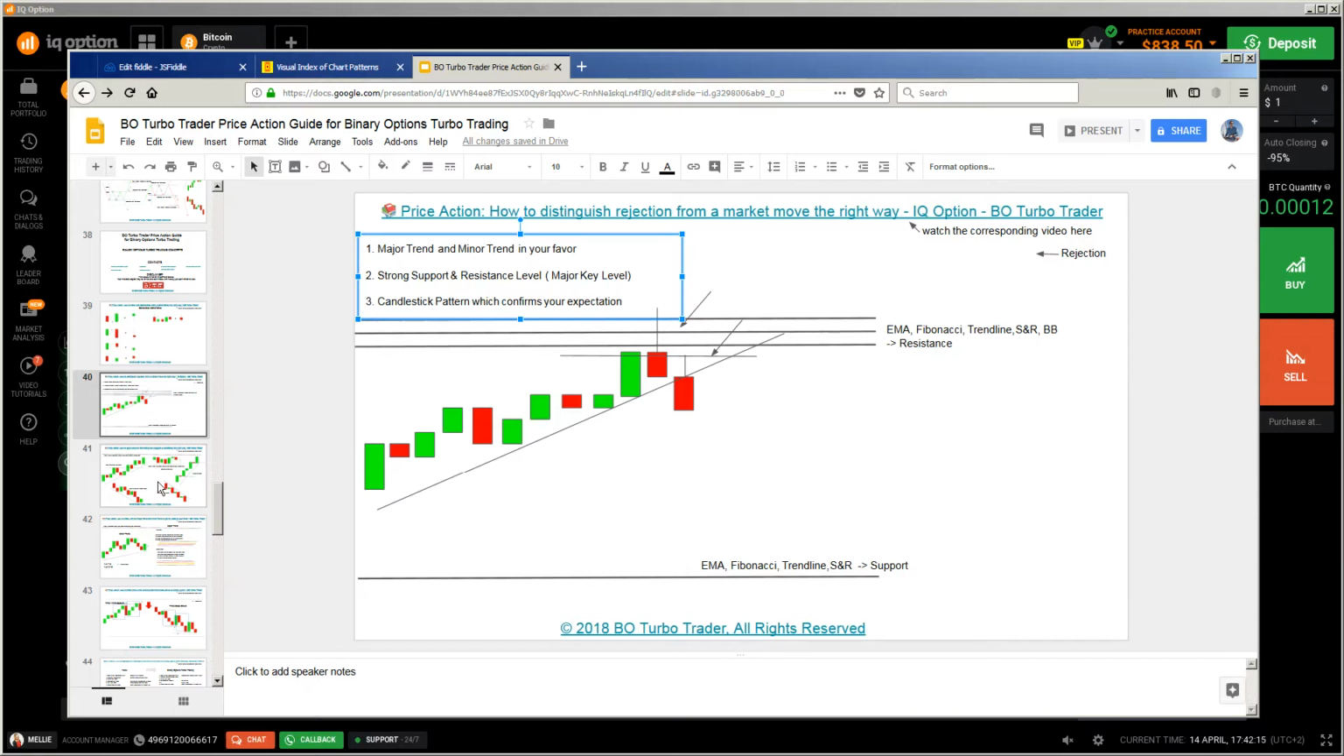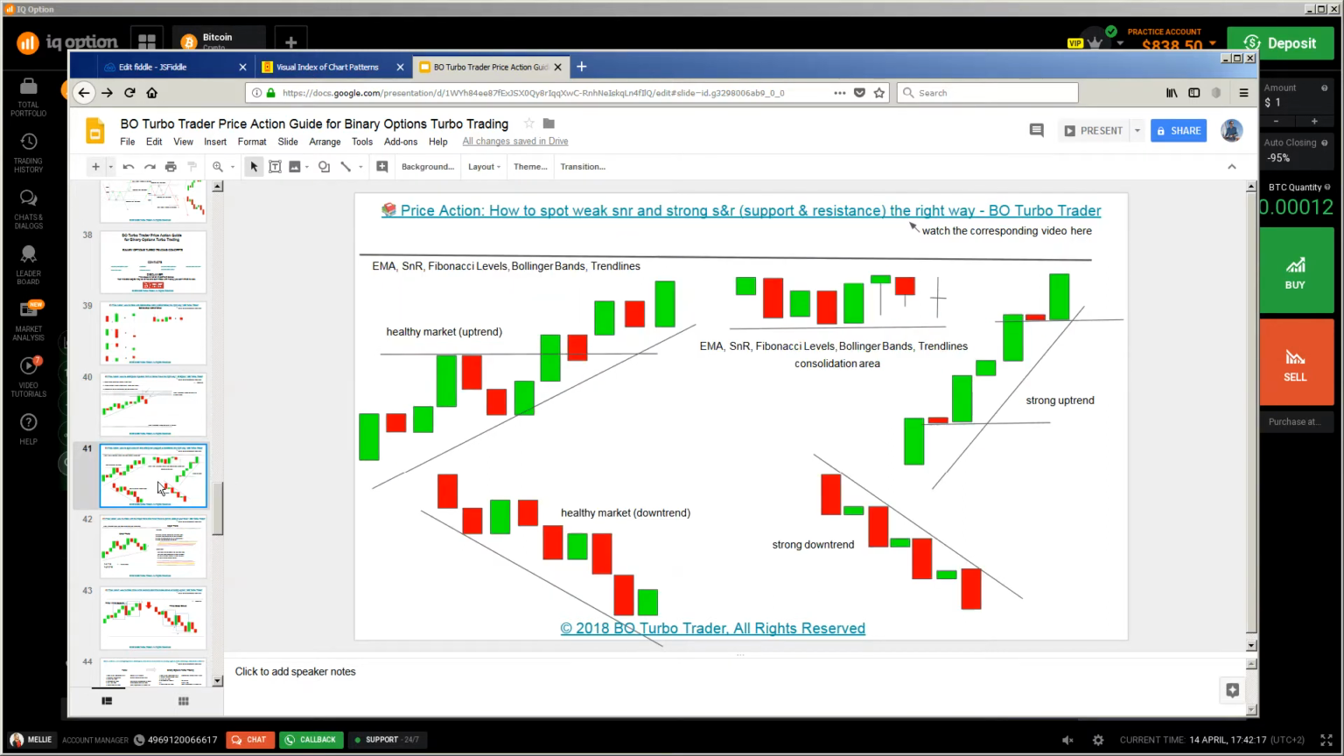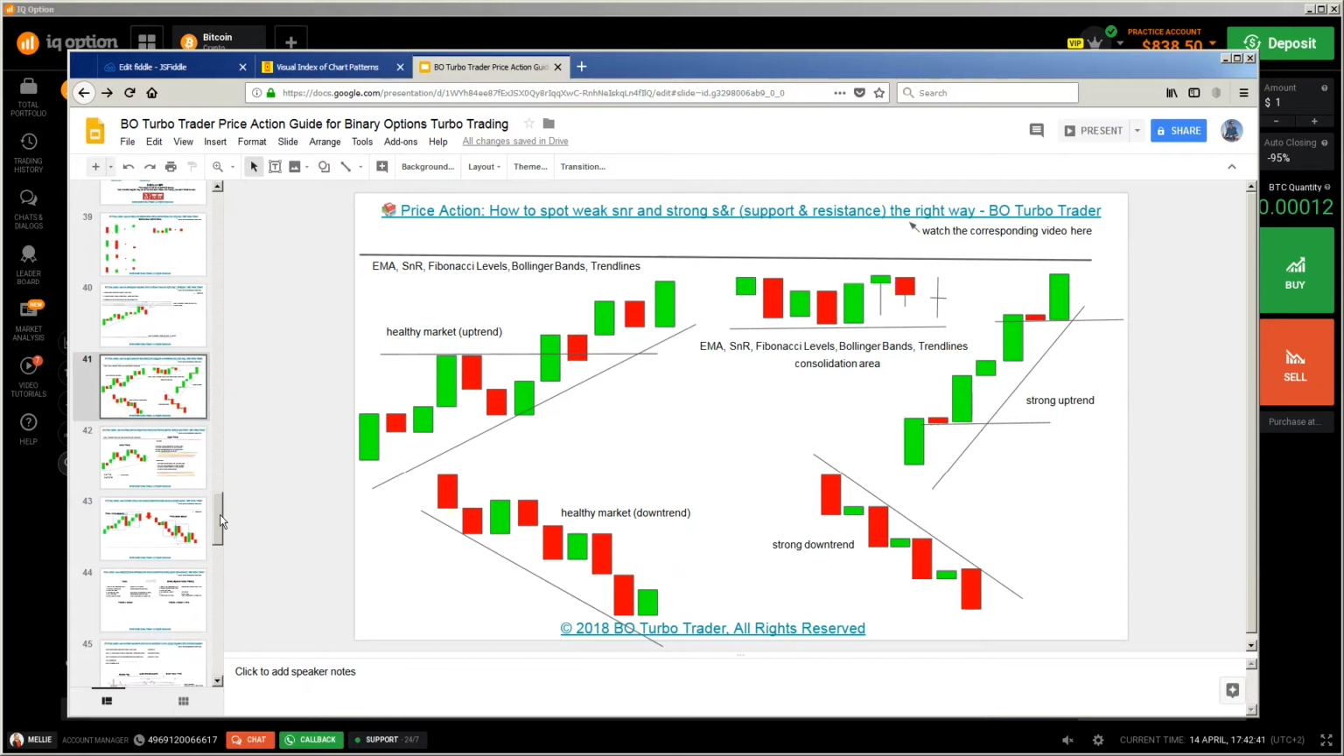And then we get here the market condition, which is also important to understand if you are in a healthy market, uptrend, healthy market, downtrend, a strong uptrend or strong downtrend, a strong trending market, or in a consolidation area. And that is important to understand because depending on the market condition, you can decide if you are doing a continuation trade or a reversal trade. So that was this one.